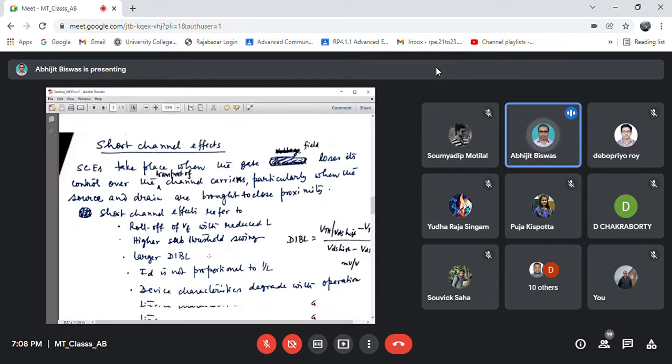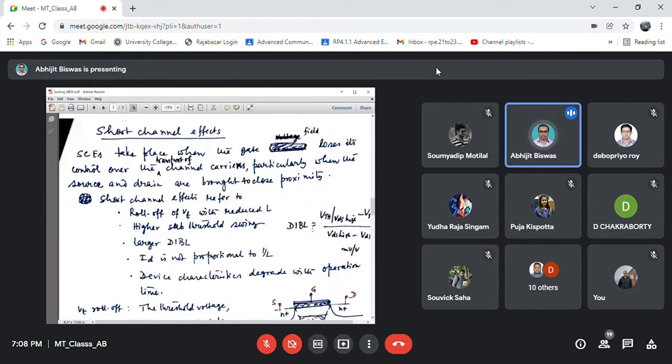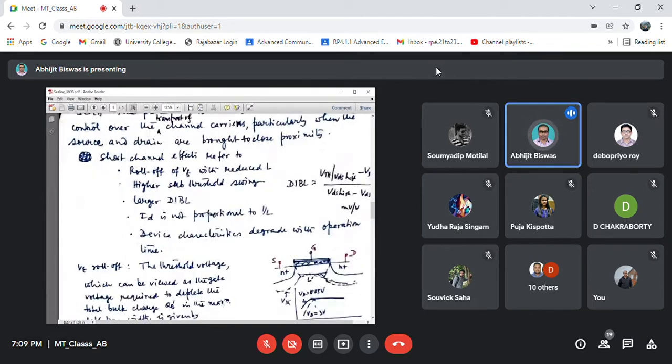So these short channel effects refer to this roll-off of threshold voltage with reduced channel length, then higher value of subthreshold swing, larger drain-induced barrier lowering, then drain current not proportional to the reciprocal of the channel length, and the device characteristics, meaning transfer as well as output characteristics, degrade with the operation time.